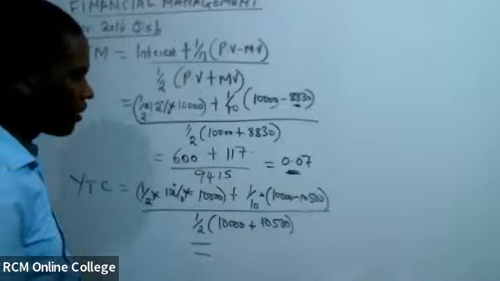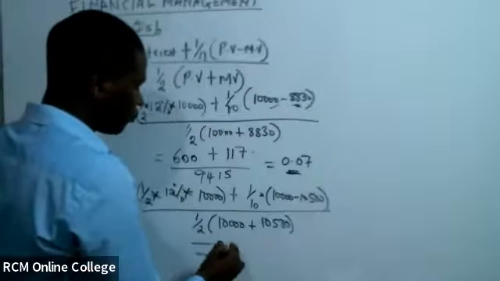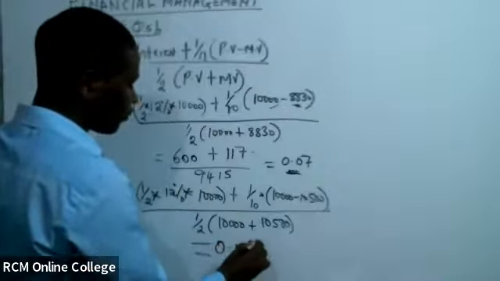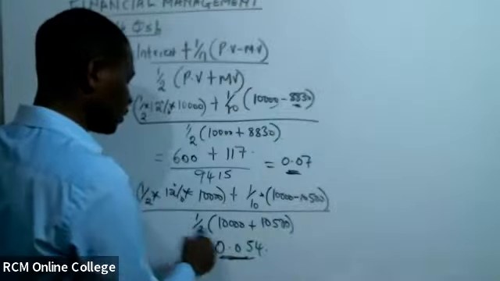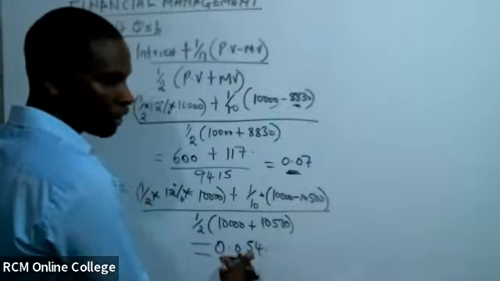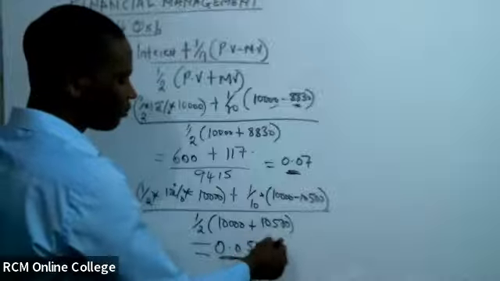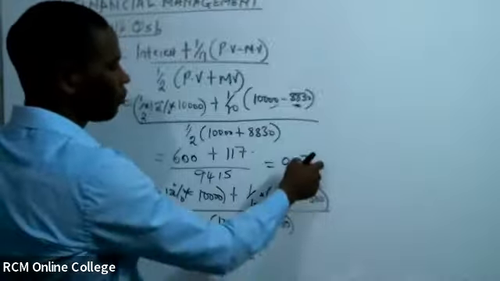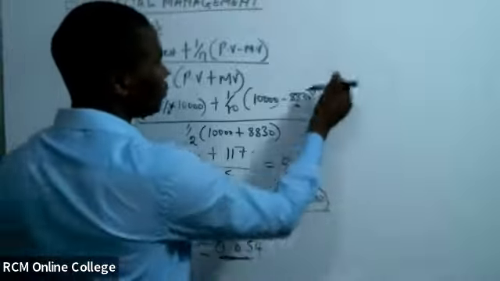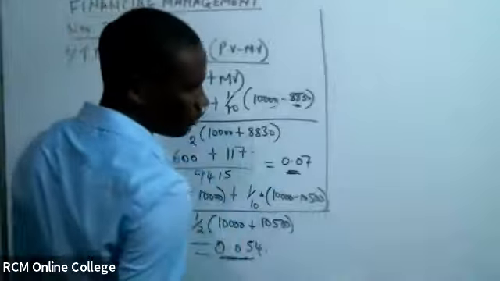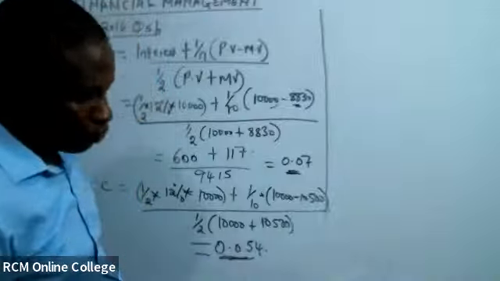Okay, 0.054. So 0.54. So the yield to call semi-annually is this. So if you want to get per annum, you can multiply this by 2. This will be something to do with maybe 14%, like that. So that will be the yield to call.